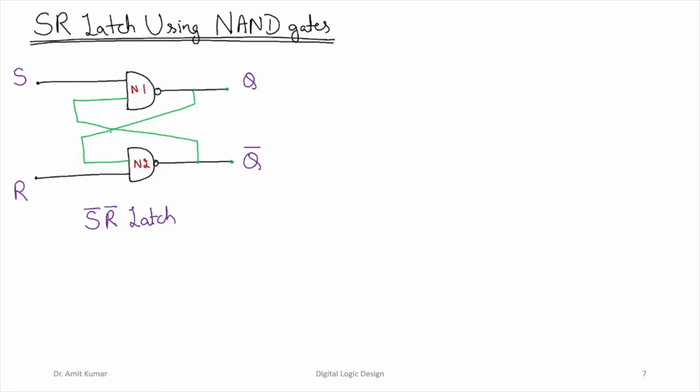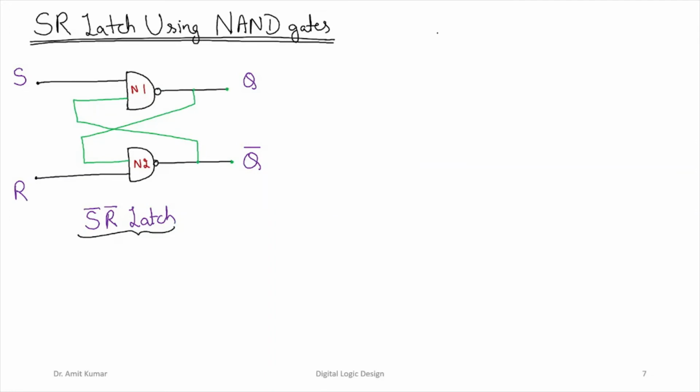Q is connected in feedback to the input of N2. The other input of N2 is the input R. The Q bar output is connected in feedback to the input of N1. The other input of N1 is S. We call this implementation of the SR latch using NAND gates the S bar R bar latch.